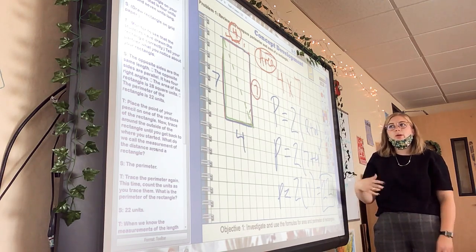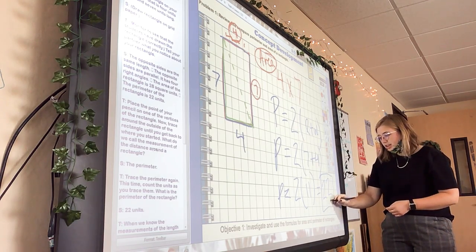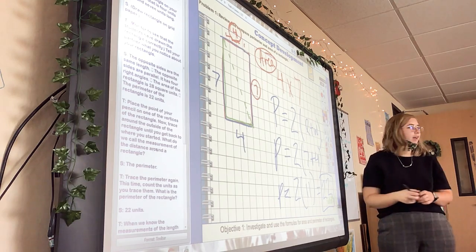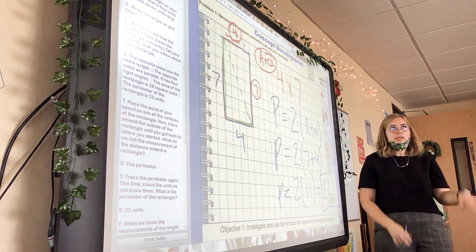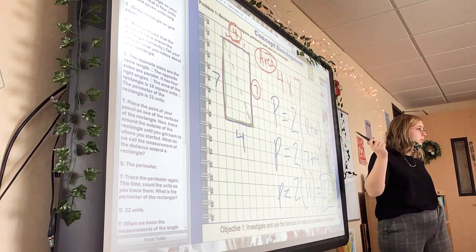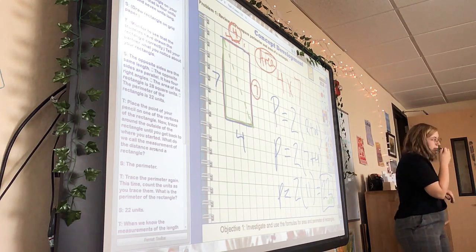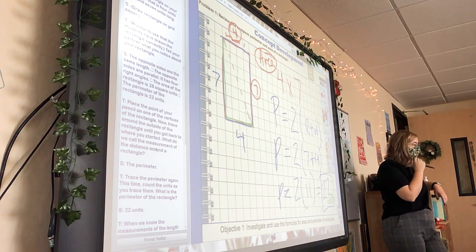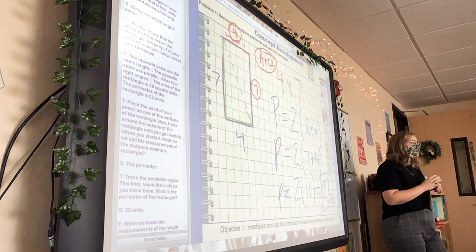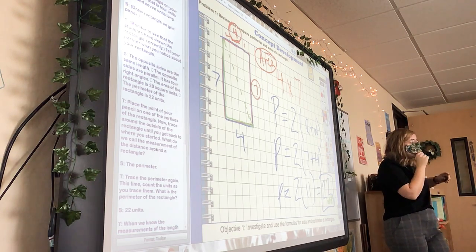So 22 units is usually what it would be. So if we don't know if it's inches or feet or whatever, we can just say units. Okay? Any questions about this new perimeter formula? Daphne? So you said that we can do 4 times 7. Mm-hmm. We can also do 4 plus 7. Not 4 times 7. I misspoke.